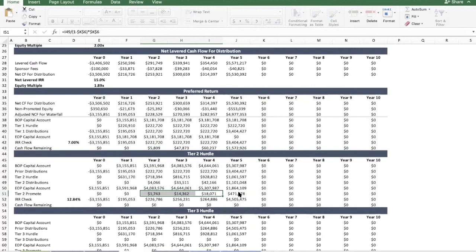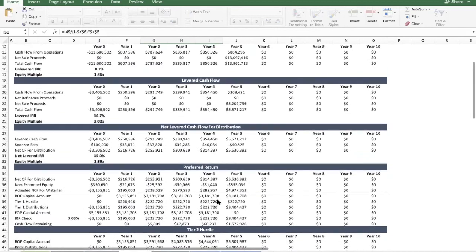So it's a trade-off of how you want to structure your deal, and then what are your investors willing to accept in terms of promote structure. So that's what we really wanted to show. Is there anything else we should go through?